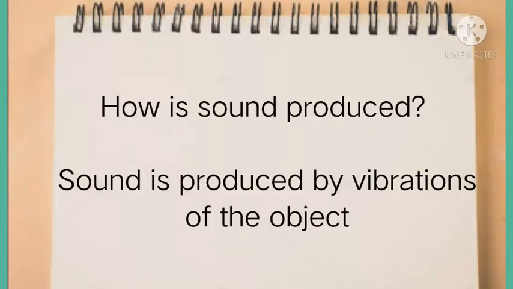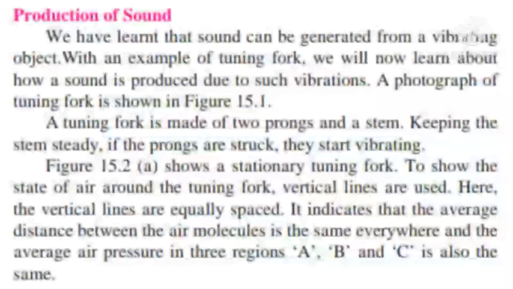Now, how is sound produced? Sound is produced by the vibrations of an object such as a stretched membrane or a string under tension. Now, we'll study about production of sound. We have learned that sound can be generated from a vibrating object. With an example of tuning fork, we will now learn about how a sound is produced due to such vibrations.